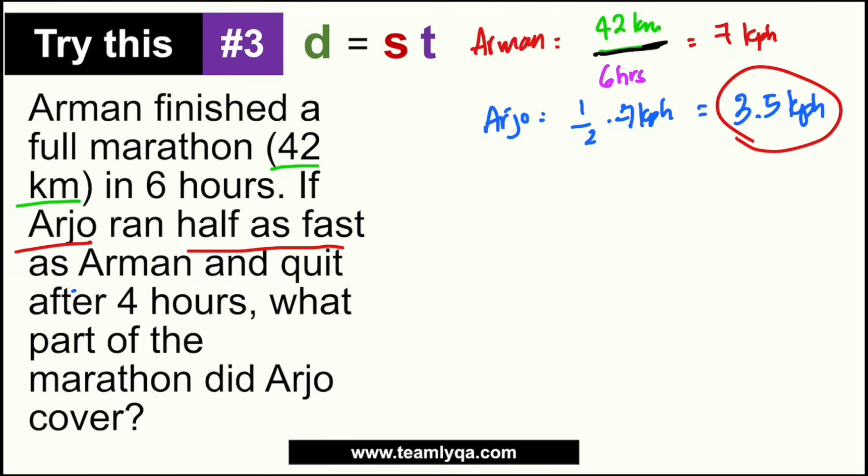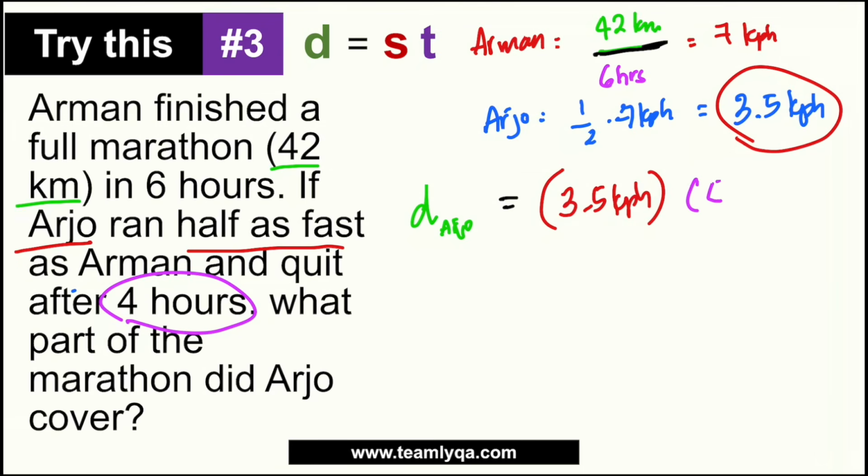Ang sabi, si Arjo daw, tumakbo daw siya, ng speed niya ay 3.5 kilometers per hour. Kaya lang nag-quit daw siya after 4 hours. So, ang hinahanap natin is yung distance na tinakbo ni Arjo. Gaano kalayo ang tinakbo niya? Hindi niya tinapos yung race. Ang tinakbo niya ay yung speed niya, which is 3.5 kilometers per hour, times yung time na tumakbo siya, which is 4 hours, para makuha natin yung distance na tinakbo niya.